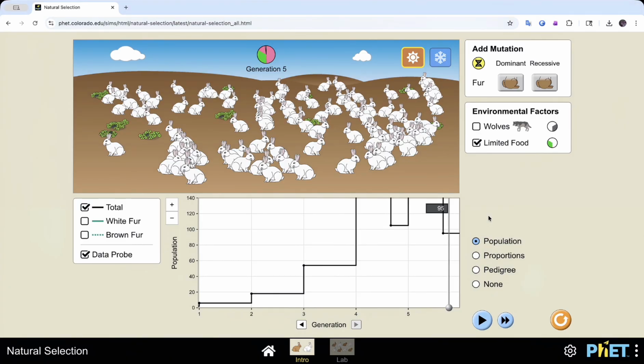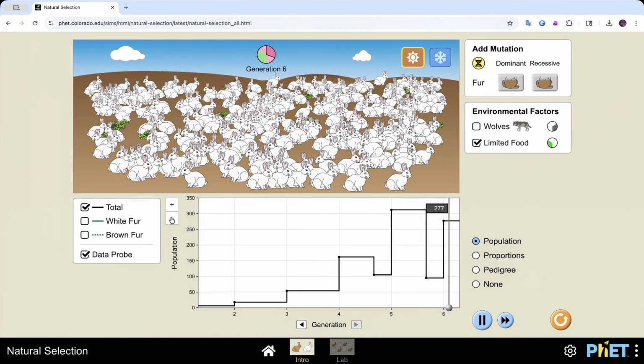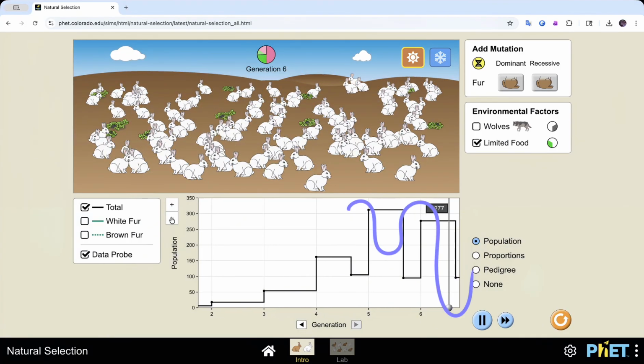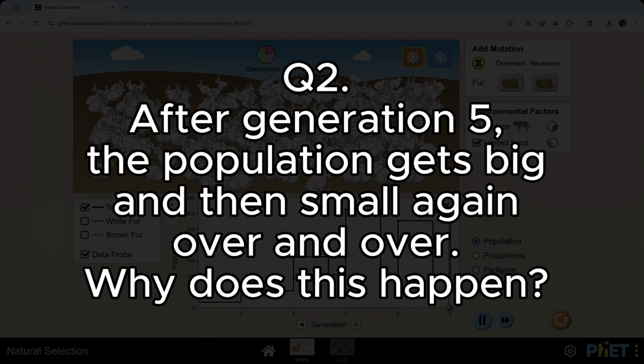Now let's unpause and keep watching for a few more generations. Notice something interesting is starting to happen. The population goes up, then comes back down, then goes up again over and over in a wave pattern. Here is our second question. Why does this keep happening?